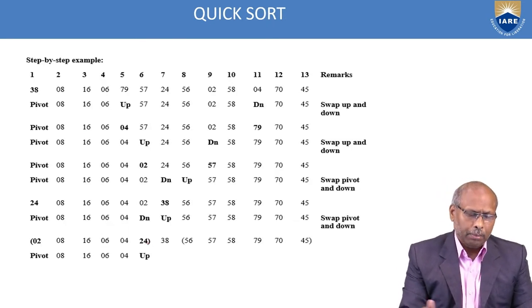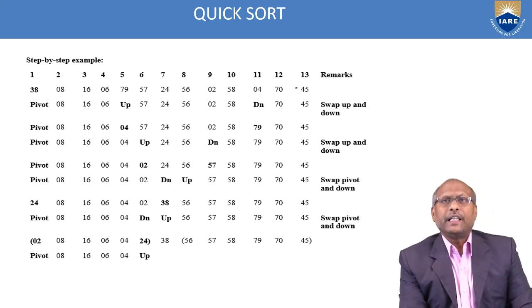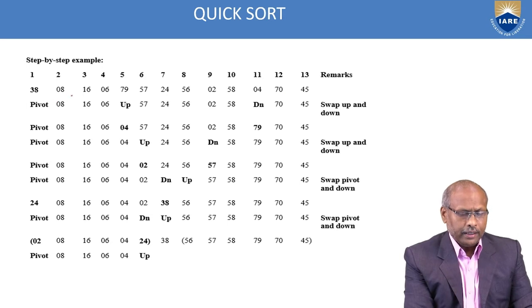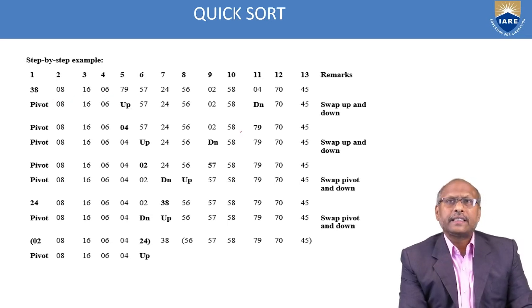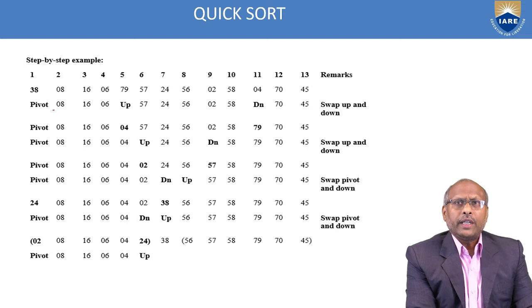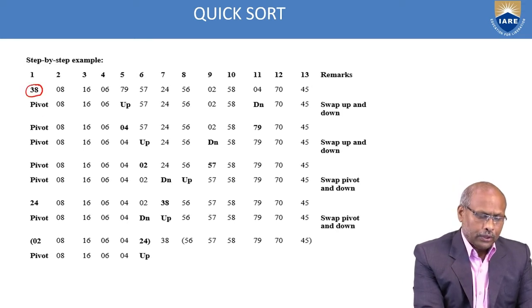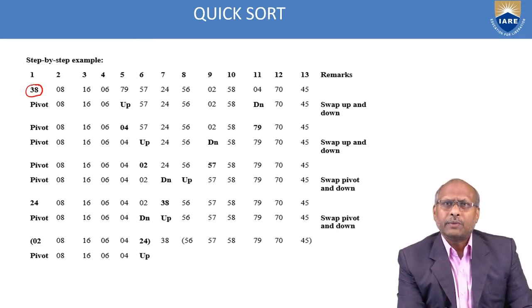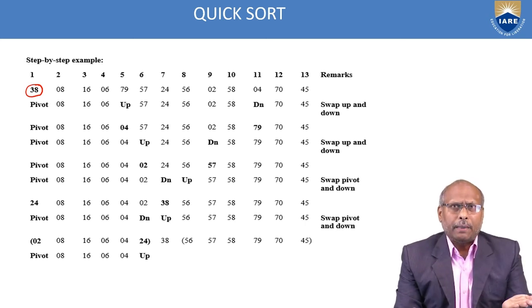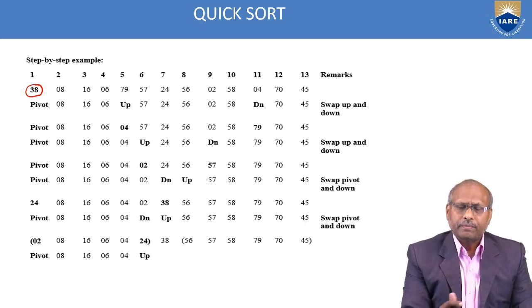Please observe a small example here. I have taken some 13 elements, 1, 2, 3, 4 up to 13. The values are 38, 8, 16, 6, 79, 57, 24, 56, 2, 58, 4, 70 and 45. Now, I have chosen 38 as the pivot. Once the pivot is chosen, because you have taken the left as the pivot, I will start from the right first.